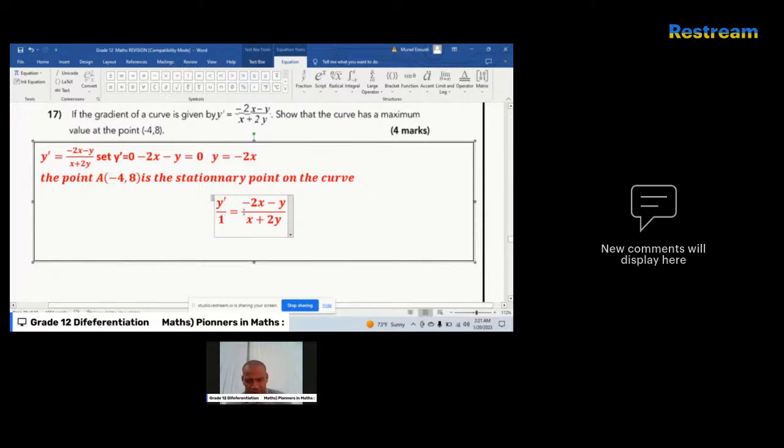Therefore, cross multiplying means y dash multiplied by x plus 2y equals minus 2x minus y multiplied by 1. I'll just write it like that. This is cross multiplying.